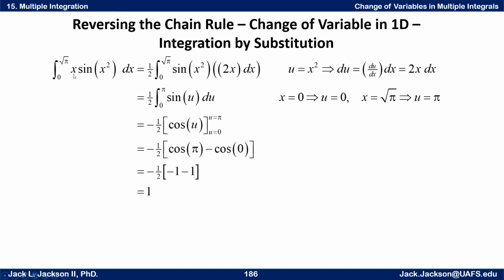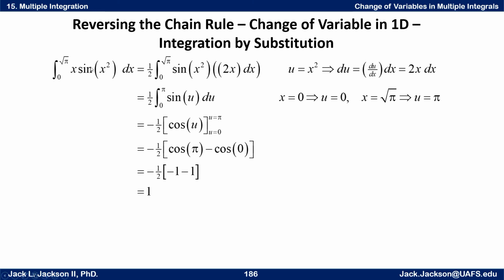Here I have the integral from 0 to square root of pi of x times sine of x squared dx. That's not one of the basic antiderivatives we would memorize. So we're going to transform this using a change of variables, which is also called integration by substitution, or the reverse of the chain rule, the unchain rule, if you want to call it that.